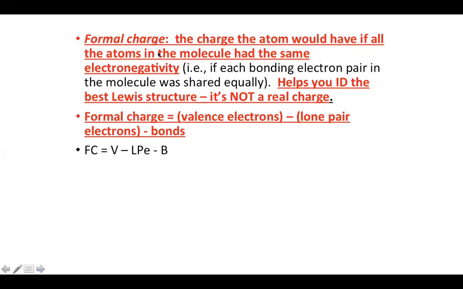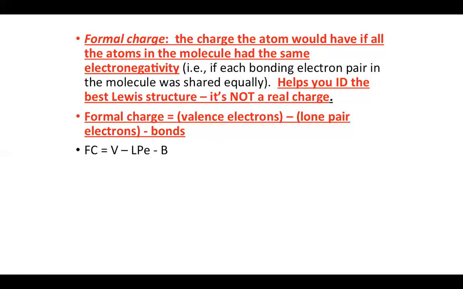So formal charge you can think of as the charge the atom would have if all of the atoms in the molecule had the same electronegativity. And if they all had the same electronegativity, what that means is they are going to share their bonding pairs equally, okay? And essentially this is going to just help you identify the best Lewis structure, but it's not a real charge, okay? So formal charges aren't actual real charges.